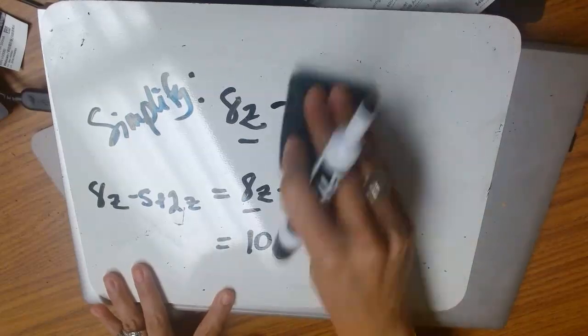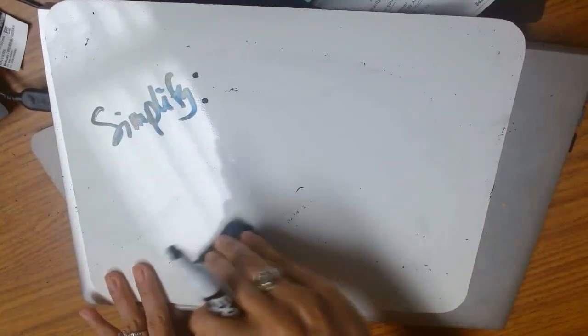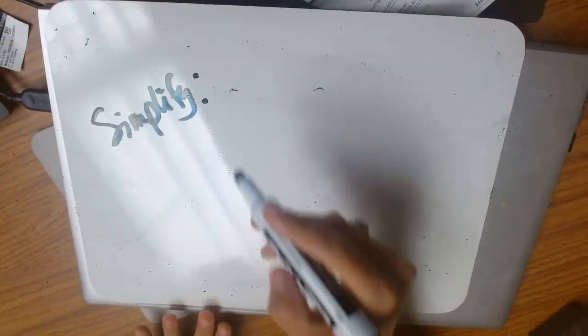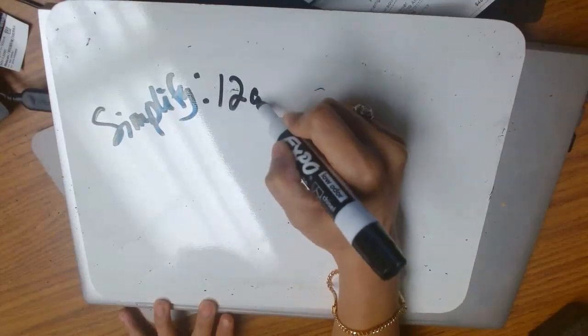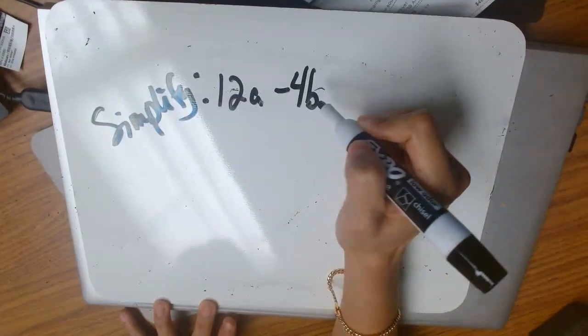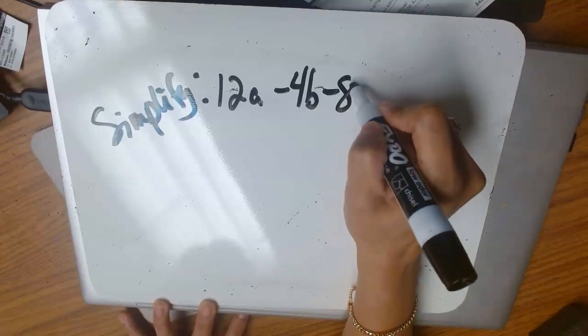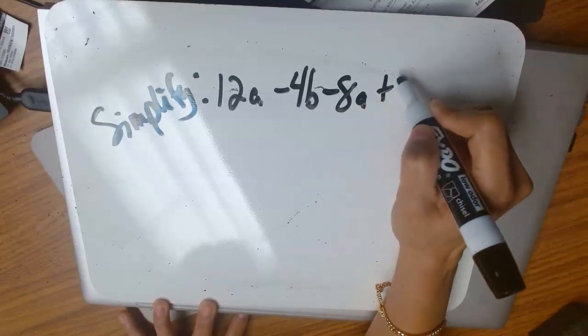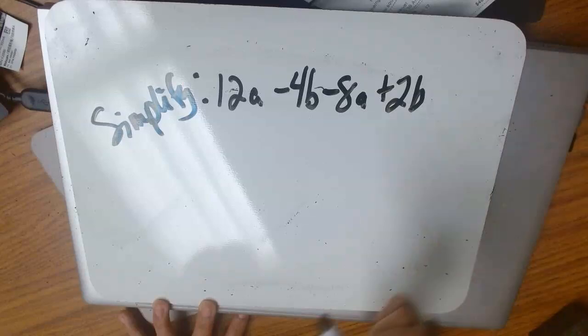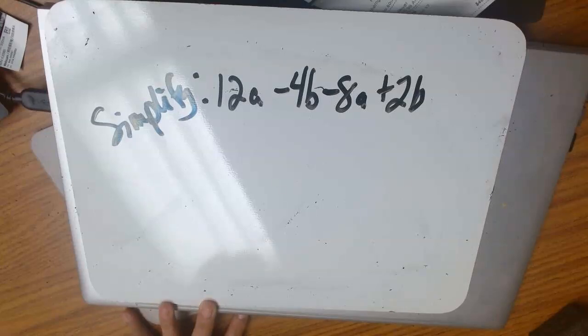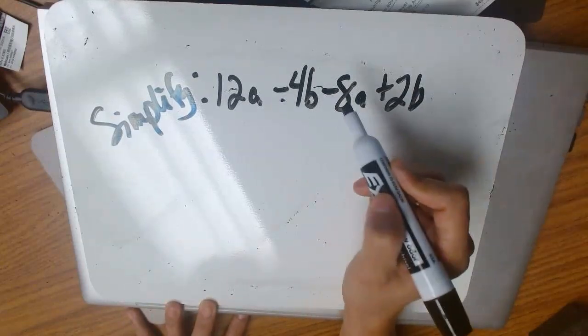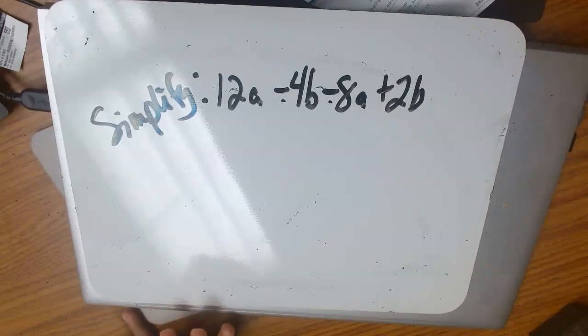Okay, let's look at a different problem. When they ask us to simplify 12a minus 4b minus 8a plus 2b. You've got to remember a couple of things. First of all, you have to change the subtraction to addition of the opposite. So we're looking at this and that. We've got to change that to a positive.